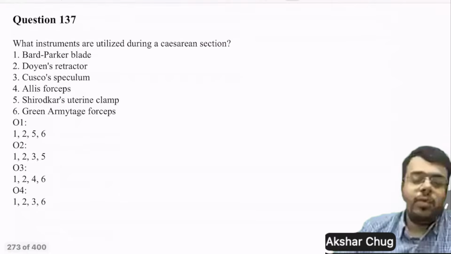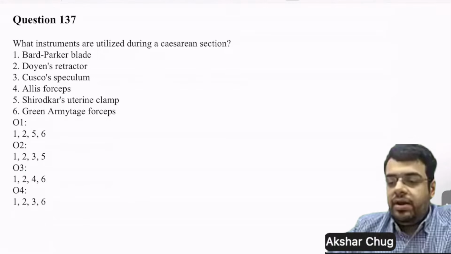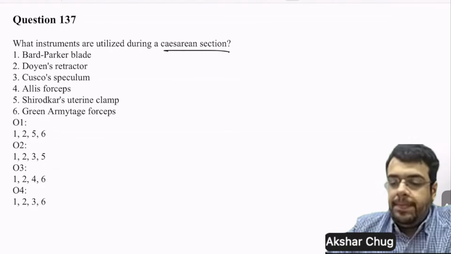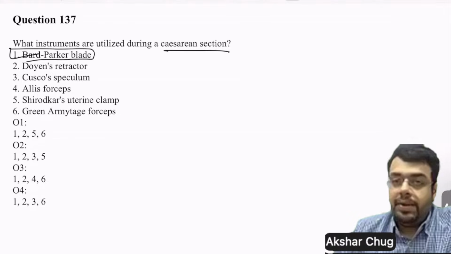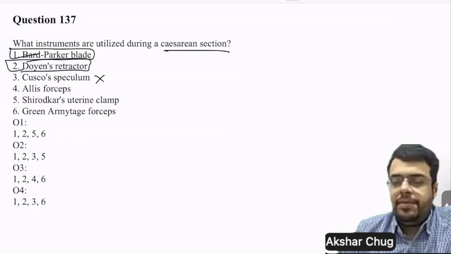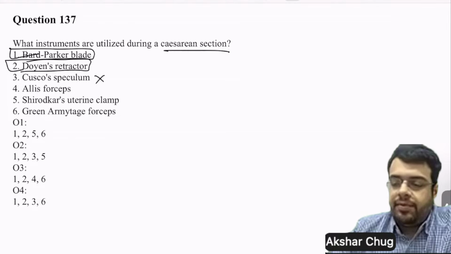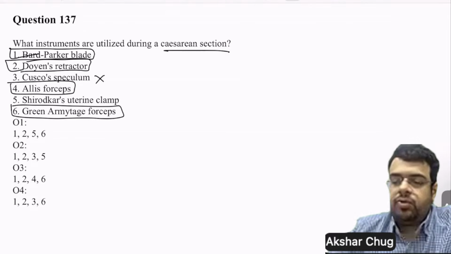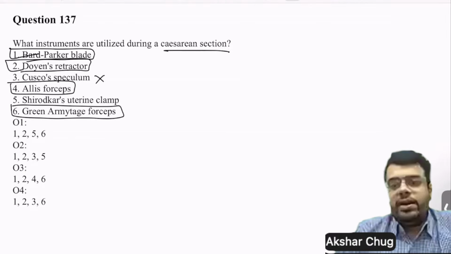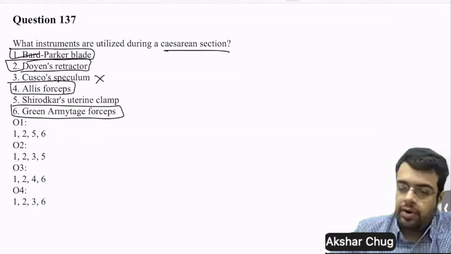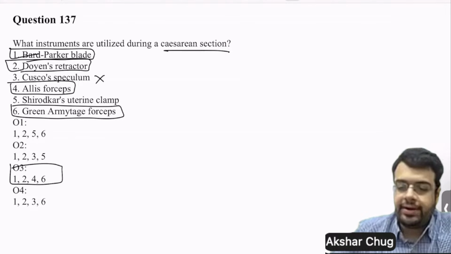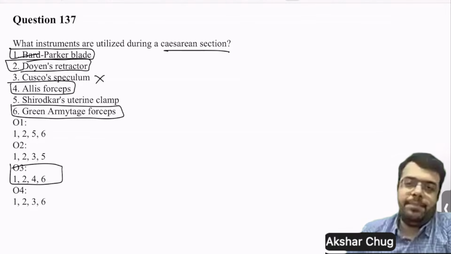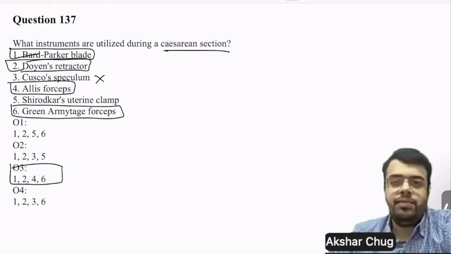Question 137. What instruments are used during a cesarean section? So BP handle will obviously be used to make an incision. Doyen's retractor to retract the bladder. Cusco speculum is not used. It is used to take a pap smear. It is a self-retaining speculum. Allis forceps is again used. And green Armytage forceps is used to catch the angles of the uterine incision. So 1, 2, 4, 6 are used. So option 3 is the correct option. Again, Shirodkar's uterine clamp is not the instrument which is used in cesarean section.